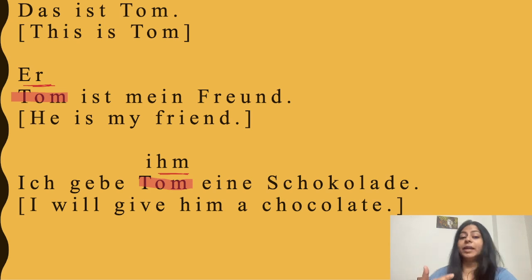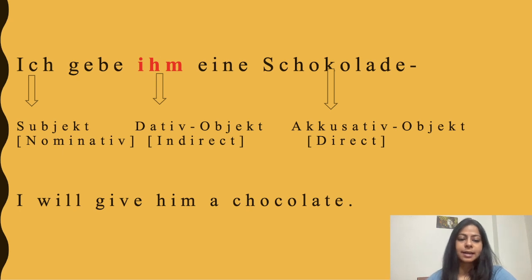फर्स्ट सेंटेंस में हमने er यूज़ किया था. Now इस सेंटेंस में why are we using ihm? Because Tom in this sentence is a dative object. So we need a dative personal pronoun. We will understand this further. Let's analyze this sentence. To understand this better, let's analyze it individually.